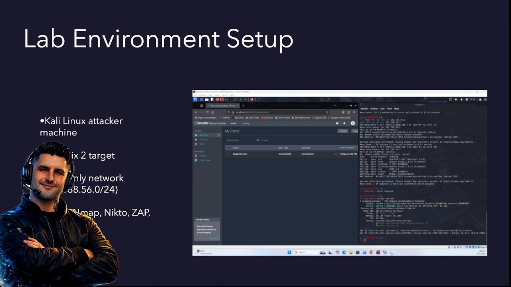So our lab environment consisted of a controlled virtual network using VirtualBox. Kali Linux served as the attacker machine while cyb610 was the target. Both systems were placed on a host-only network to isolate traffic and simulate a real internal network environment. This setup ensured safe testing while maintaining realistic attack conditions.